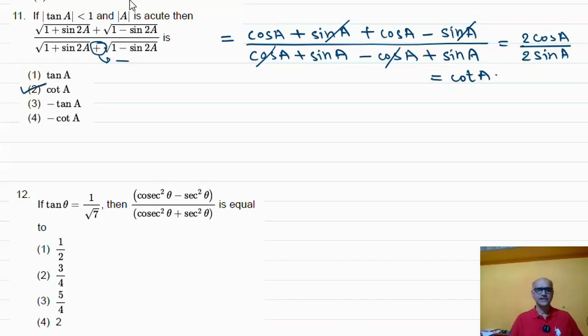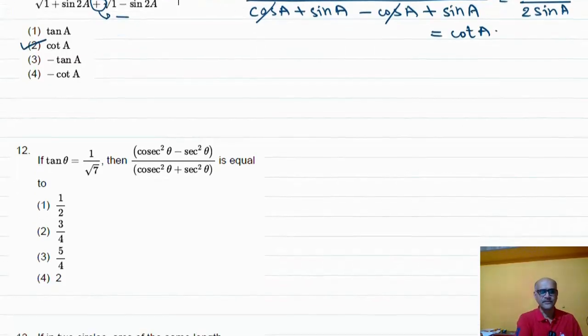Clear? Suppose if there was minus in the numerator and plus in the denominator, then tan A comes. So this one is a grace question because there is a mistake in the printing. The 2 plus cancels and you will get 1. So there is a printing mistake in this one.